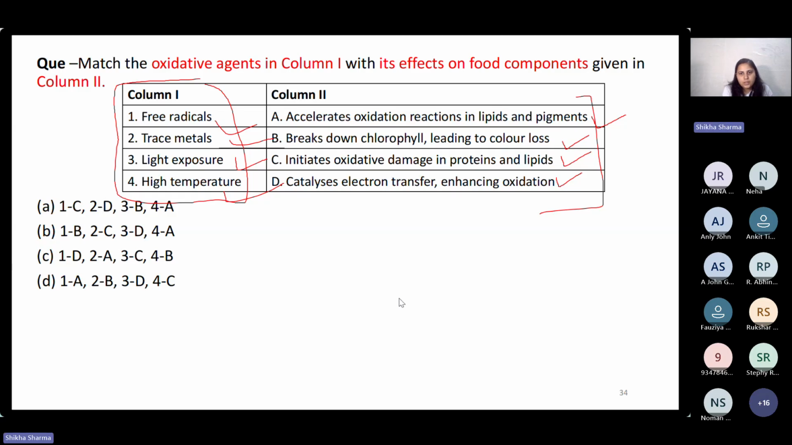Neha is saying D, Fausia B, A, and Jitendra B. B, A, and D. Okay, let's see the answer. So A is correct here.